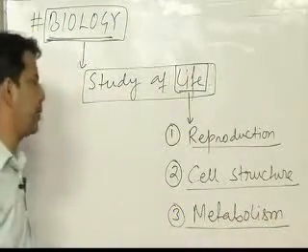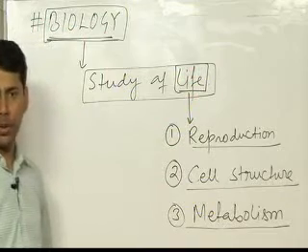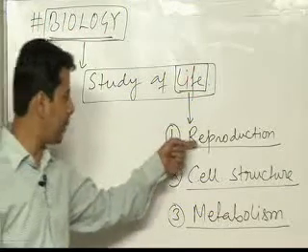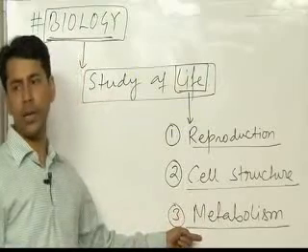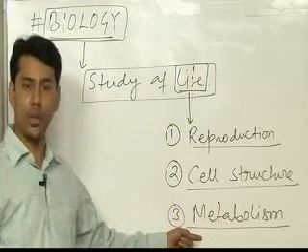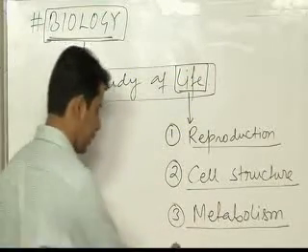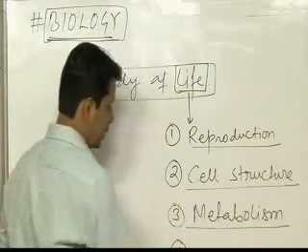So the third aspect would be metabolism. So if anything is living, then it will reproduce. That particular thing will have cell structure and there will be some metabolism, right? These are the three things which are very much required. Again, there is a fourth criterion. Fourth is adaptability.